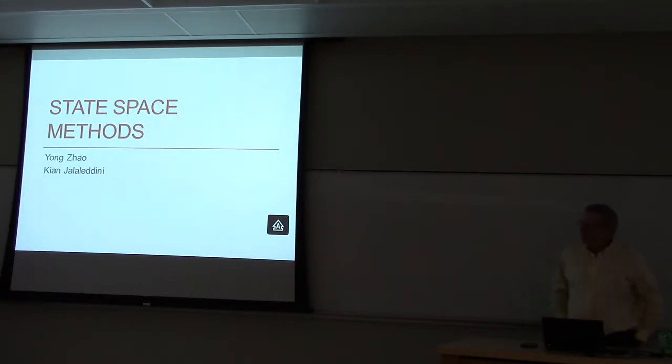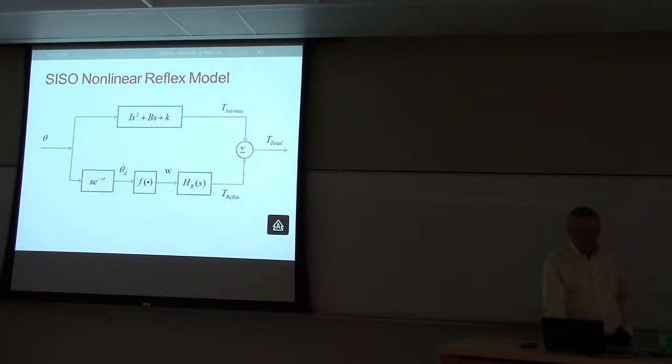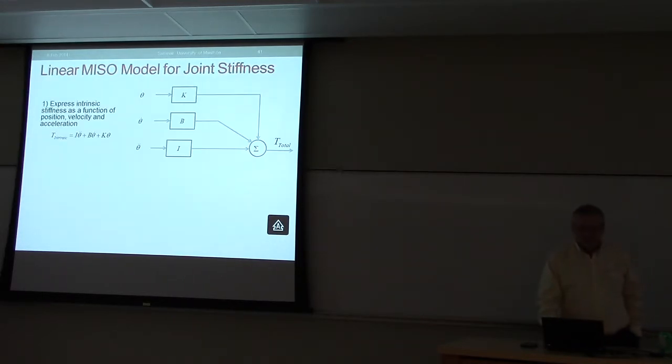So to start solving these problems, we thought we needed new methods. And the first step in this direction was to go to essentially some state-space methods. In the state-space methods, what we essentially do is take this single input, single output, nonlinear reflex model. So we take position, here's our intrinsic pathway, here's our reflex pathway, and we convert this into a multiple input, single output, linear model. So the first thing we do is we just differentiate our position 3 times.